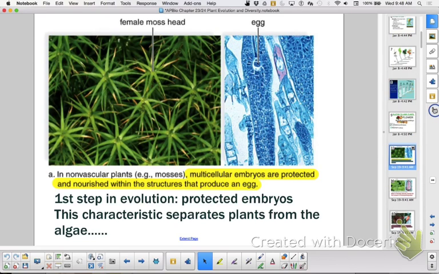Oh, and I skipped ahead on some later adaptations. I'm going to show you these pictures first, sorry. So the first step was protecting the embryo. That separates it from algae.